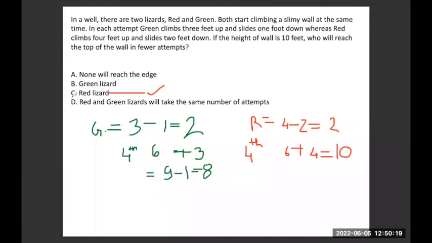Is that clear? Anybody has any doubt in this? Dhrumin, the red one won't come down because it has already reached the top. 10 feet is the top of the wall. So if the lizard has already reached the top, there is no coming down from there. The top of the wall is a surface, right?